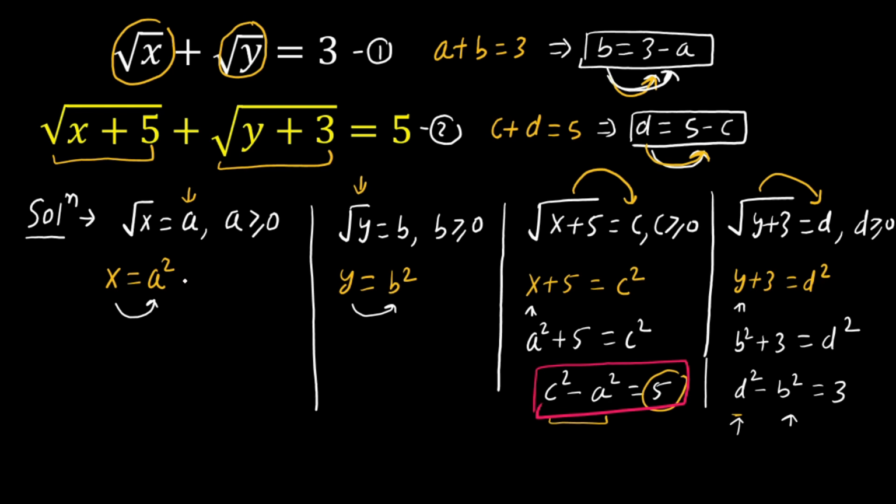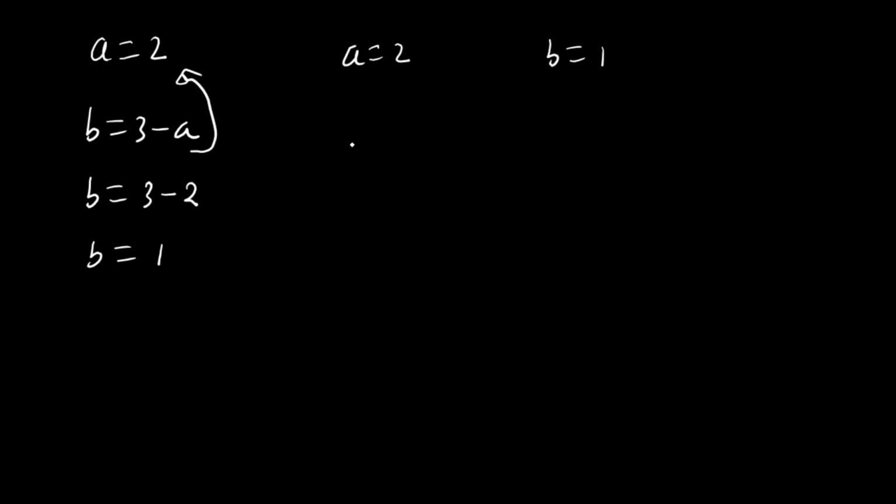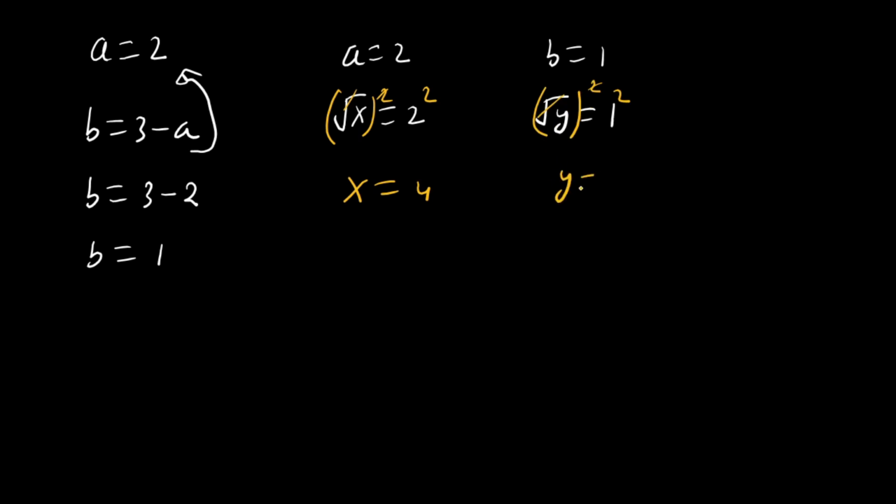And we know that a is square root of x and b is square root of y. So this a is replaced by square root of x, which is equal to 2, and this b is replaced by square root of y, which is equal to 1. If we square both sides, then on the left hand side the square root is cancelled out by the square, then x is equal to 4. And here if we square both sides, then y is equal to 1. Here x is equal to 4 and y is equal to 1.